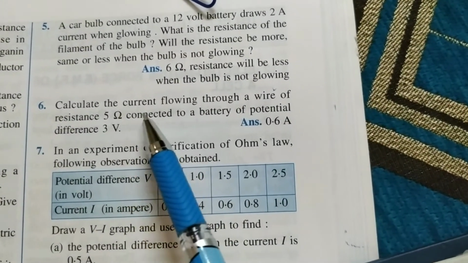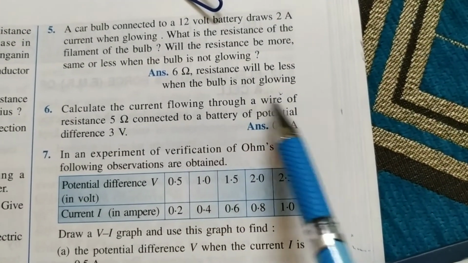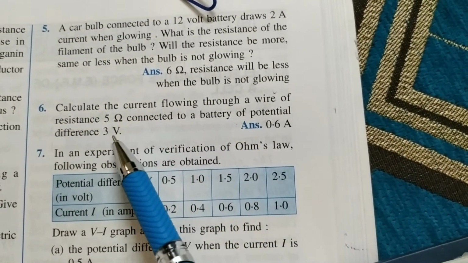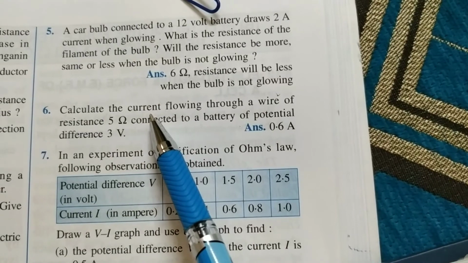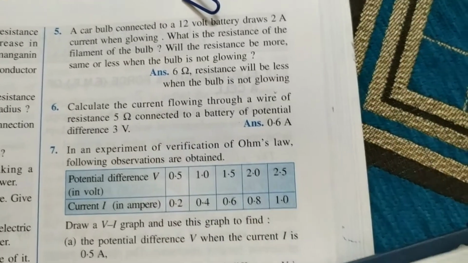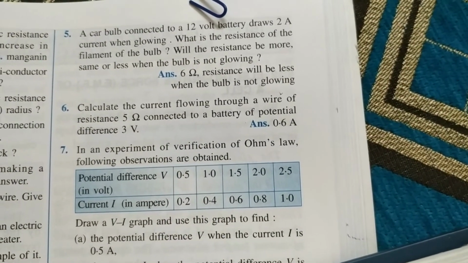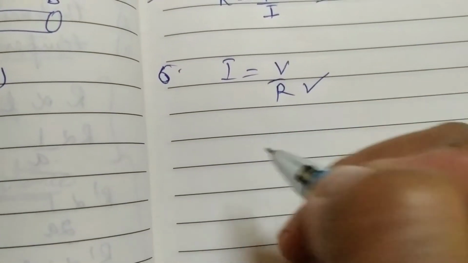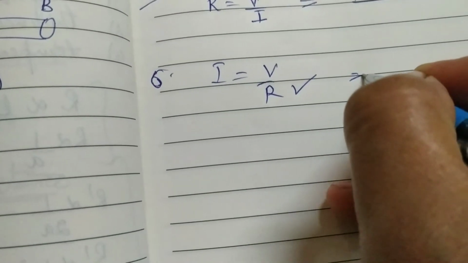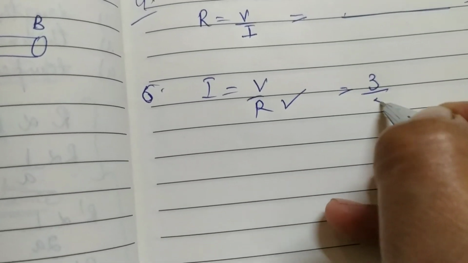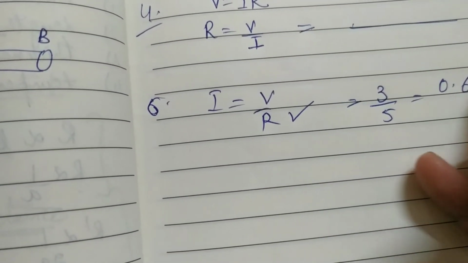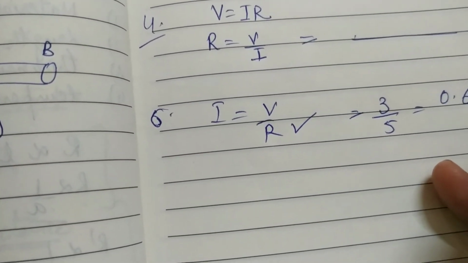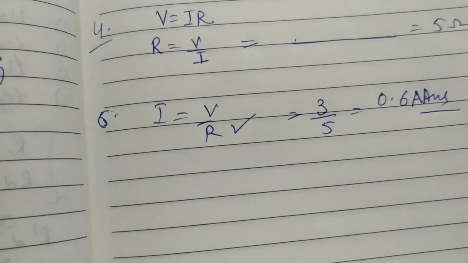Next problem is calculate the current flowing through the wire of resistance 5 ohm connected to a battery of potential difference 3 volt. So now again Ohm's law has been used. Ohm's law will be used like I is equal to V upon R. So here this formula will be used in problem number 6. V is given 3 and R is given 5. So answer will be 0.6 ampere. 0.6 ampere will be the answer.